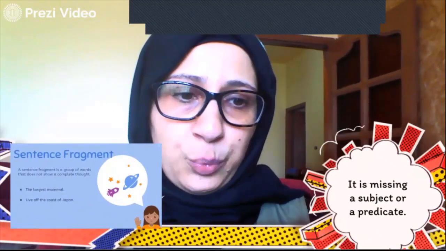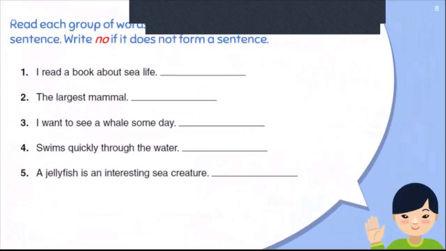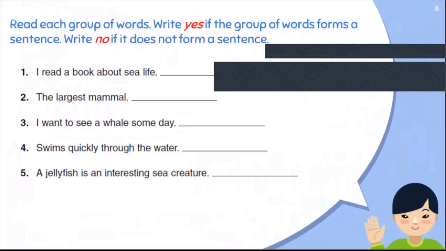Let's practice. Read each group of words. This is easy. Write yes if the group of words forms a sentence. Write no if it does not form a sentence. Let's read the first one. I read a book about sea life.